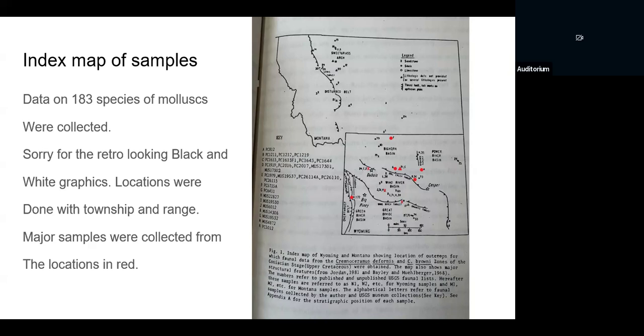All right. And back then it was township and range to figure out where you were. You see there's some red dots there. Those were the main samples that I used that were collected.